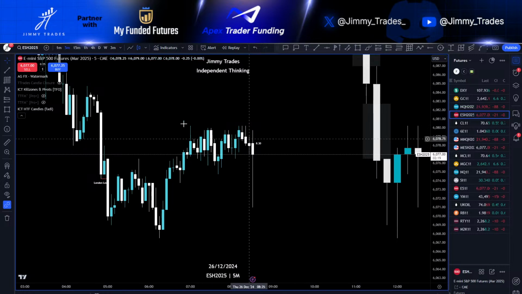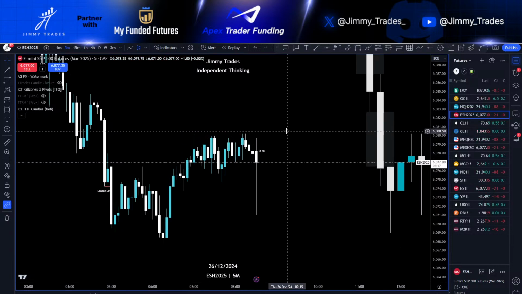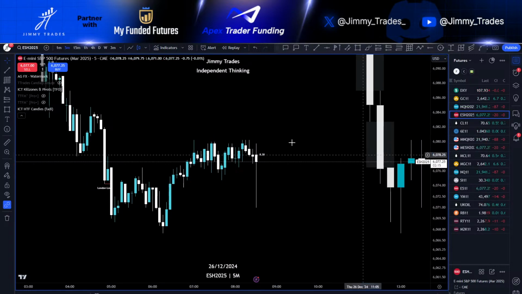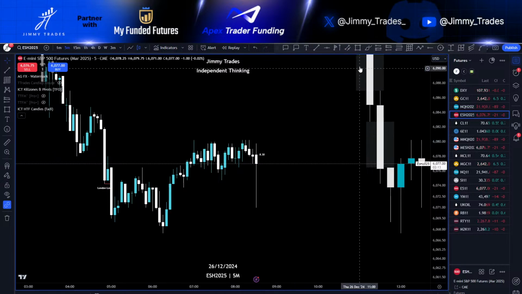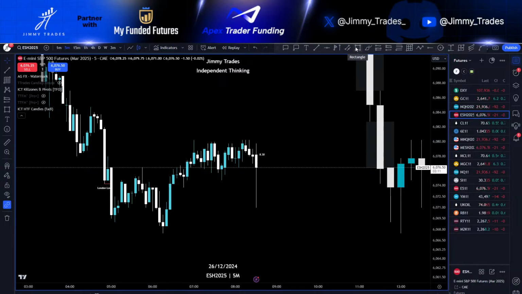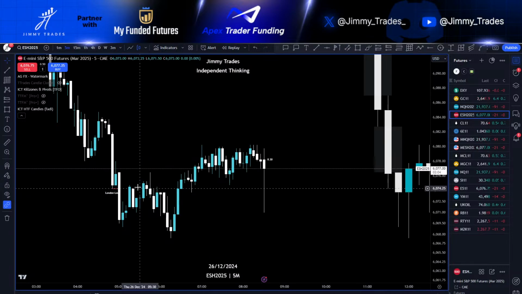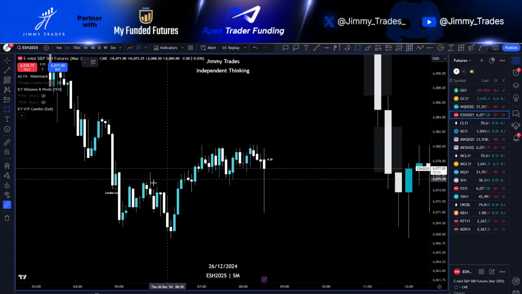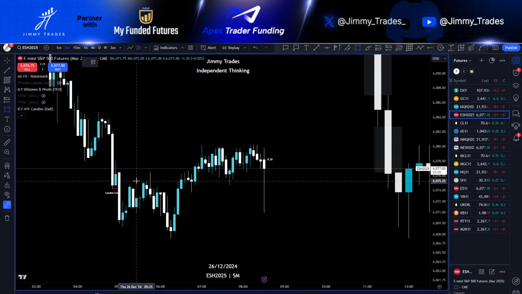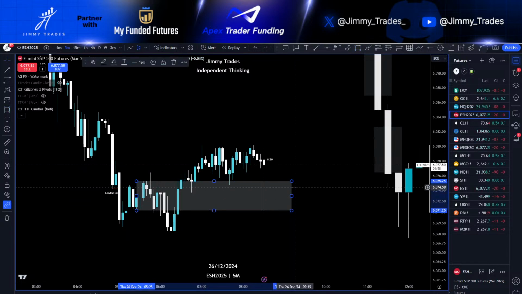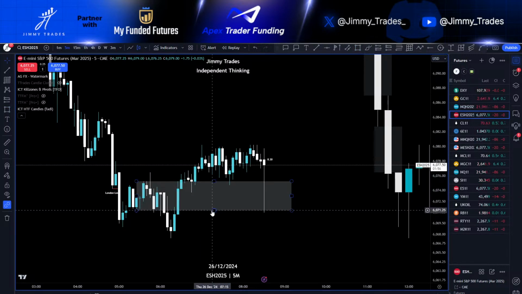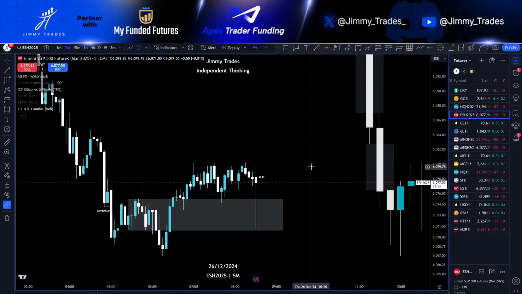So I'm looking at the 5 minute here, Yazine. I'm not seeing anything at the moment, to be honest. Unless you're talking about price coming back down to this. But this breaker here was formed too long ago for my liking.